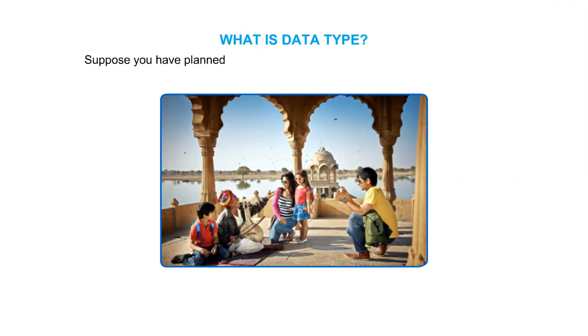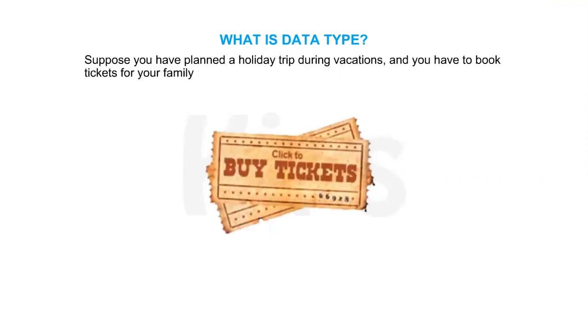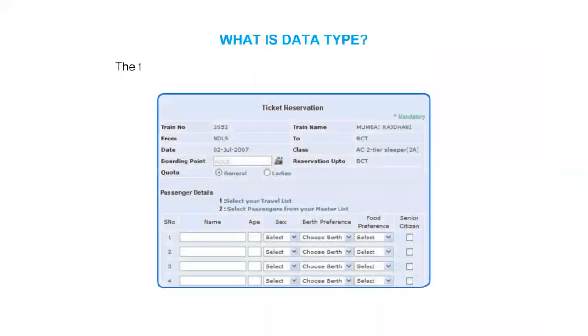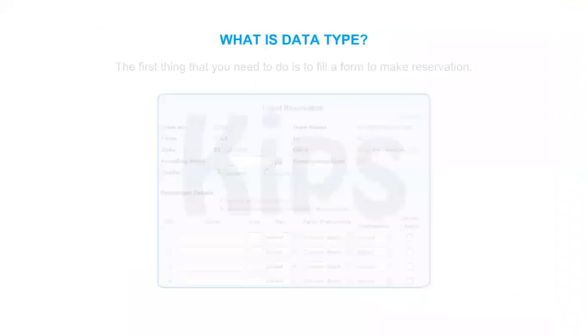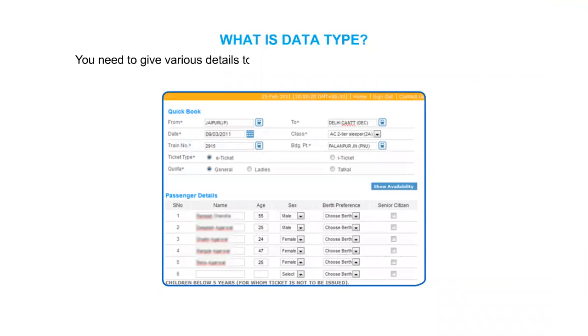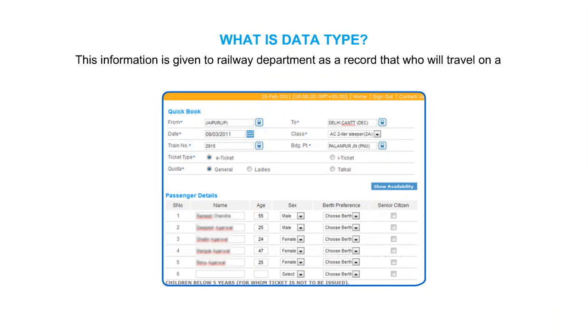Suppose you have planned a holiday trip during vacations and you have to book tickets for your family members. The first thing that you need to do is to fill a form to make a reservation. You need to give various details to the railway department such as train number, date of journey, name, age, etc. This information is given to the Railway Department as a record of who will travel on a particular day in a specified train and on a particular seat or berth.